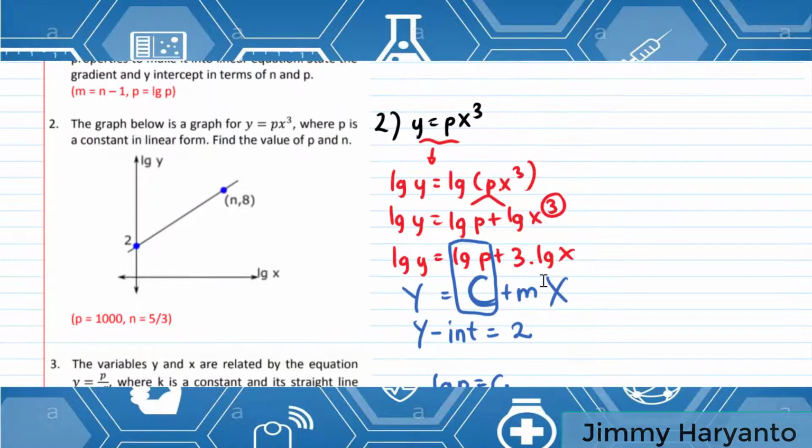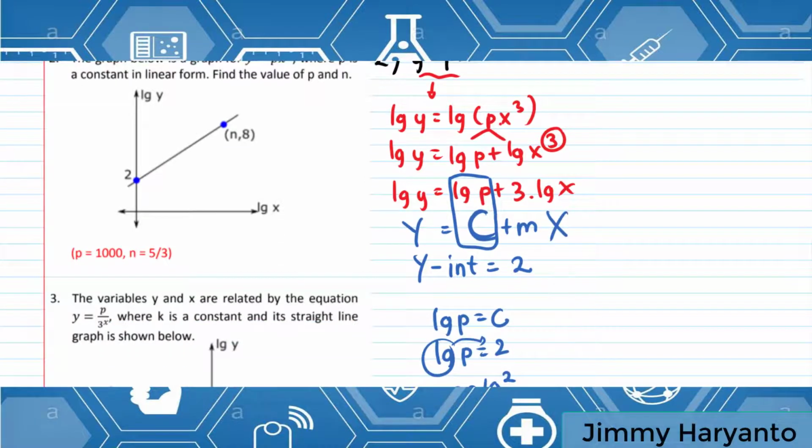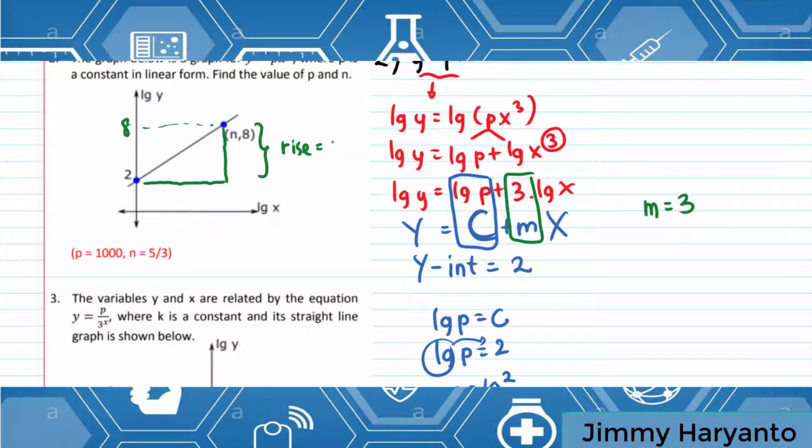And then I will have to find the gradient. The gradient from this one, I can tell that the gradient is 3, so I write m equals 3. Okay, for this one we better use rise over run because it's easier. The rise will be from 8 to 2, yeah. The rise will be 6. And then the run will be from 0 to n, so the run will be n.